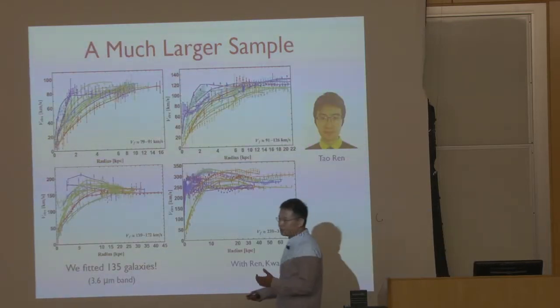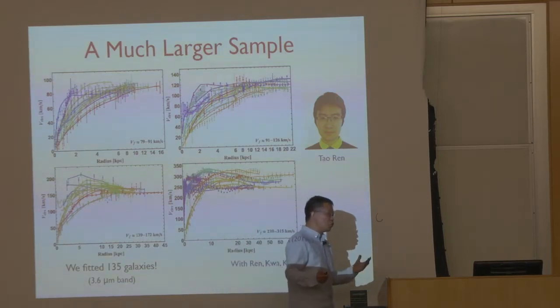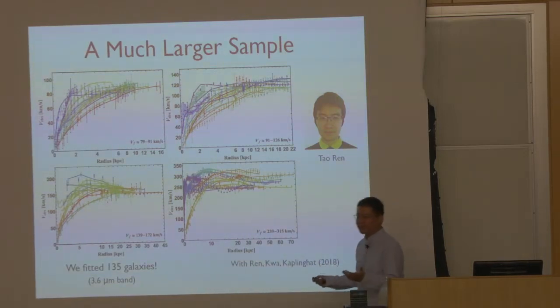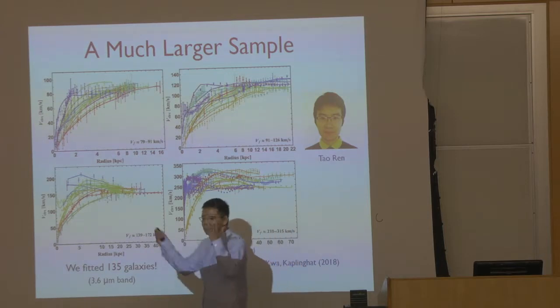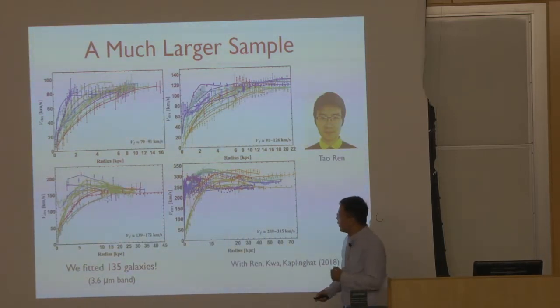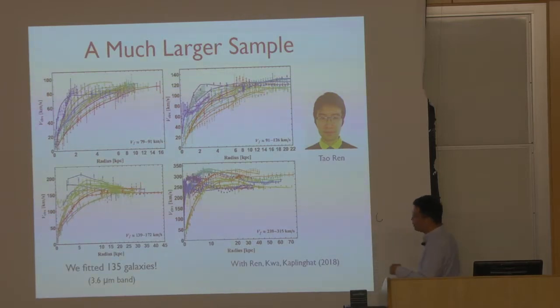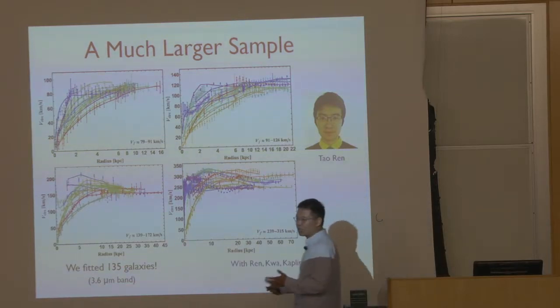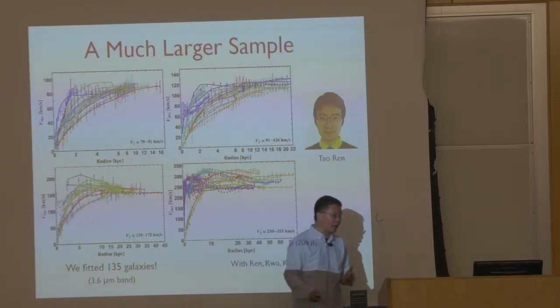Another criticism is that your sample is too small. Maybe some of the galaxies will have observational errors, and then you have to take that into account. In the PIO paper, we fit about 30 galaxies. With my student, we fit 135 galaxies.